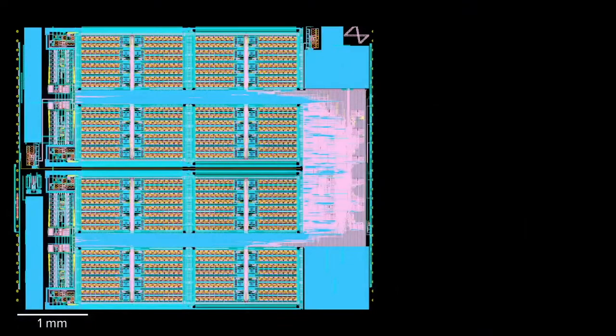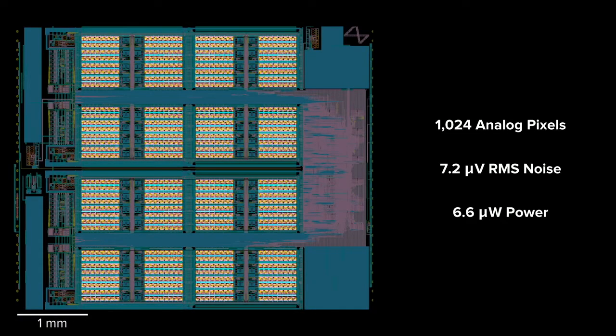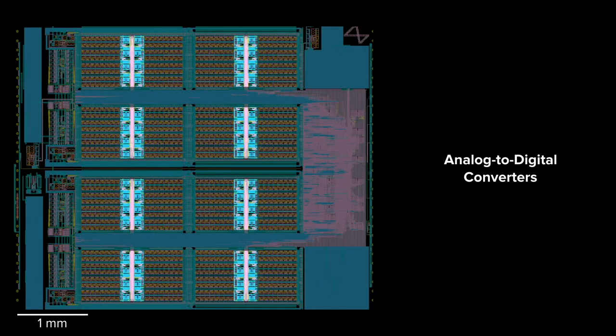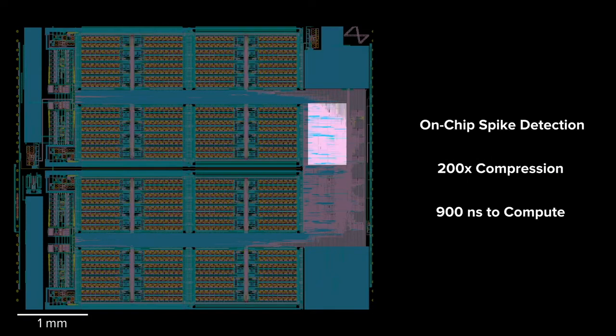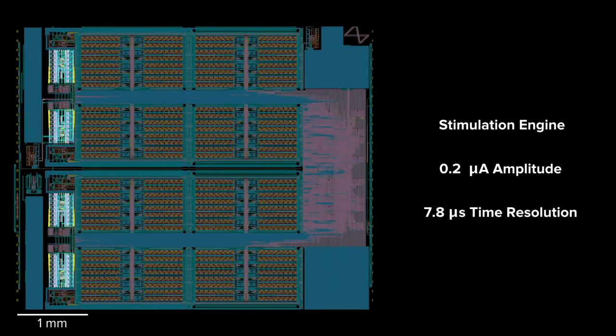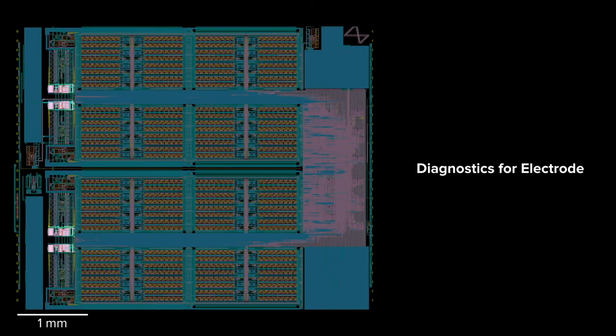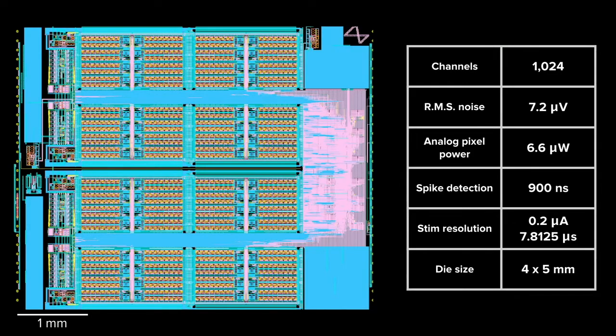So in summary, looking through our N1 SoC, it has 1,024 analog pixels that we can record from simultaneously with 7.2 microvolt RMS noise while only consuming 6.6 microwatt of power. It has on-chip analog to digital converters, on-chip spike detection that can compress neural data more than 200 times, and it only takes 900 nanoseconds to compute. Stimulation engine with 0.2 microamp of amplitude and 7.8 microsecond of time resolution. And finally, diagnostics for electrode and impedance measurement. All of these functionalities that I outlined are integrated into a single 4x5 millimeter silicon die. Next, my colleague Flip will tell you more about what can be done with these signals.